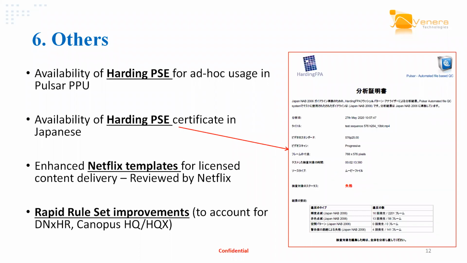We also have improved the rule set in Rapid. For those of you who are not familiar with it, Rapid is a small add-on to Pulsar, particularly for broadcasters or anyone who deals with hundreds of files per day, and it allows for very quick check and sort, so you can check your files and sort them into different buckets before doing more full QC with Pulsar. That has been improved to account for the new codecs that we have added. So that's there.